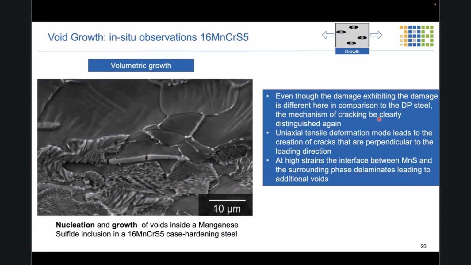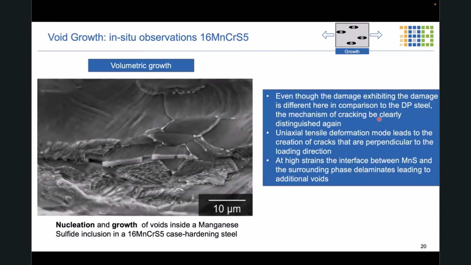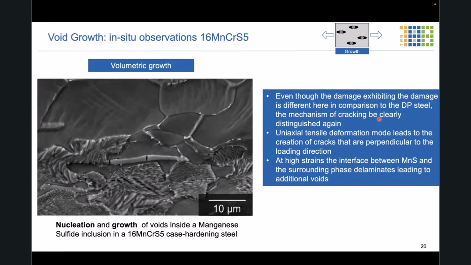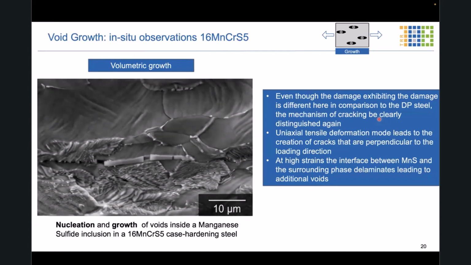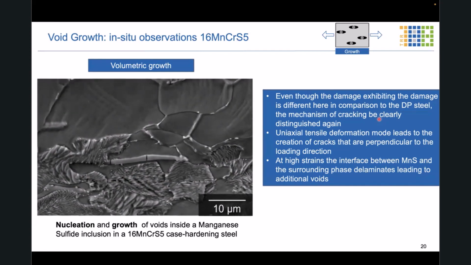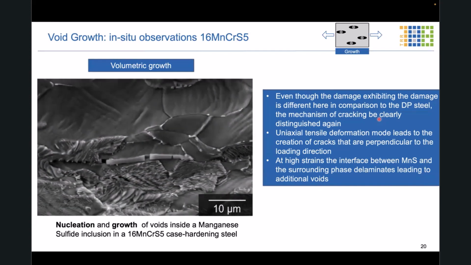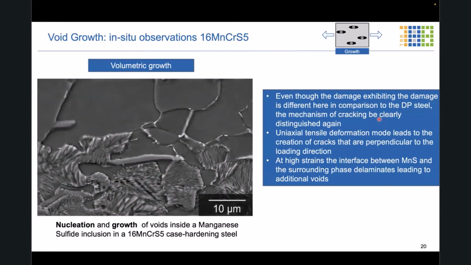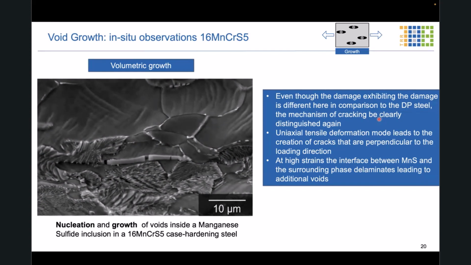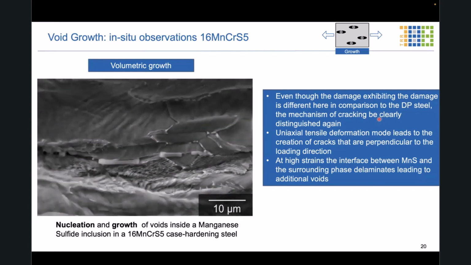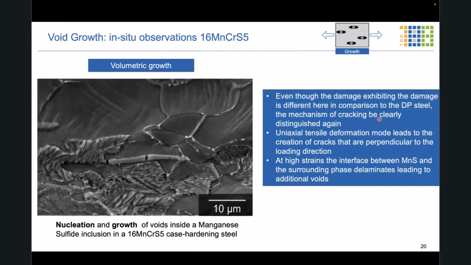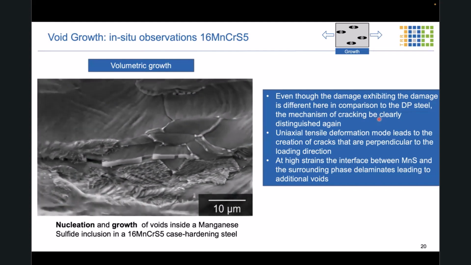And we can argue that, okay, obviously the damage itself looks different compared to what we have observed in the DP steel. On the other hand, we see similarities because, again, it's the harder second phase that causes the void to be formed, simply because the harder phase breaks.